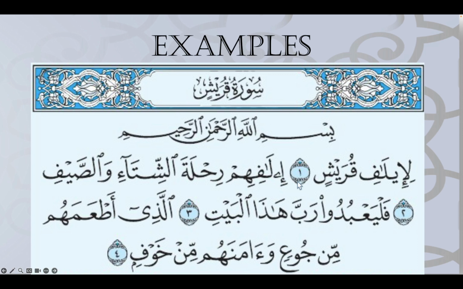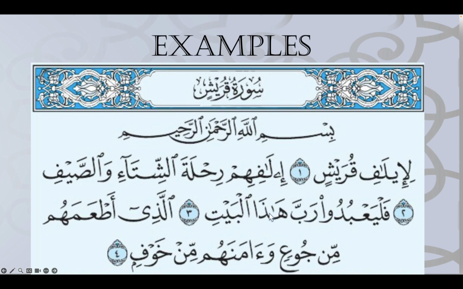A lot of advanced reciters continue even in the middle of a verse, or even when the verse has ended, and it's perfectly allowed for you to do that. But in my case, I'm stopping. And because I'm stopping, I'm turning this sheen kasratan into a sheen sukoon. So I'm saying li'ilafi Quraysh. I'm not saying li'ilafi Qurayshin because I'm stopping. I'm saying li'ilafi Quraysh.